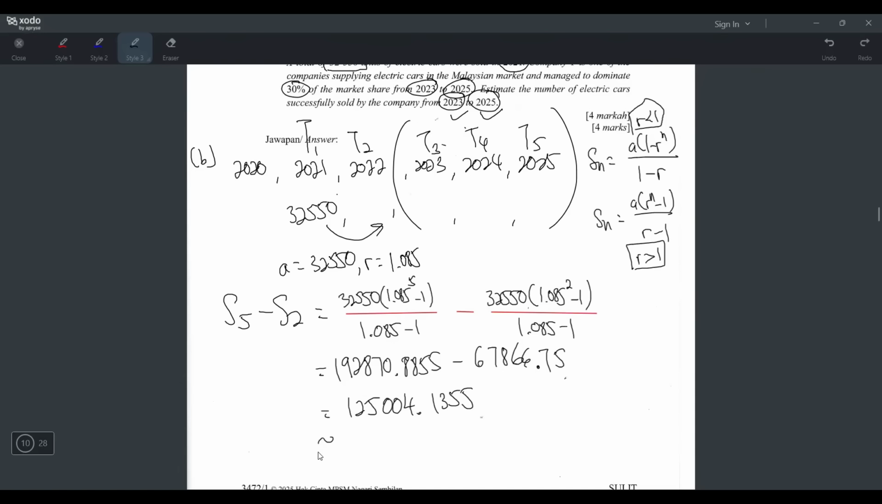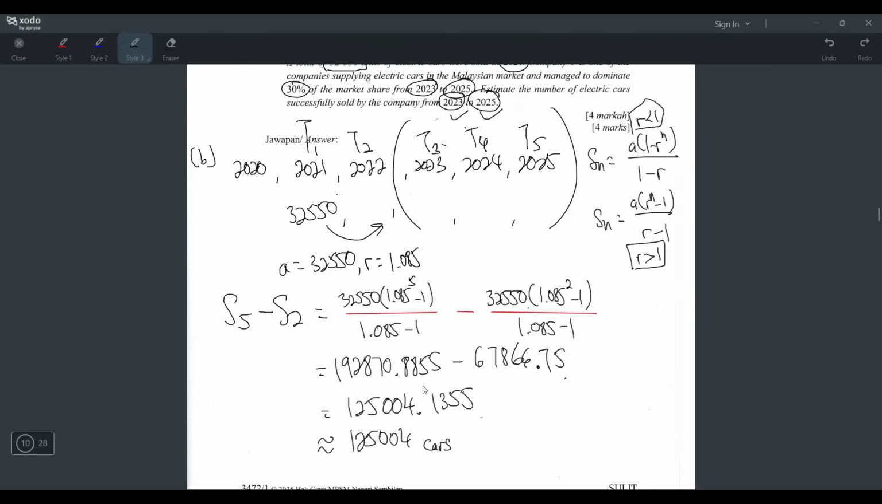So number of car boleh ada decimal tak? Tak boleh kan? Because bilangan kereta. Takkanlah you jual a portion of the kereta. If you jual, you mesti jual the whole kereta one. So this one I feel like you have to round off. And the cara round off is like this. It will be 125,004 because the extra 0.1355 we don't count that as one complete car. So it's just 125,004 cars.